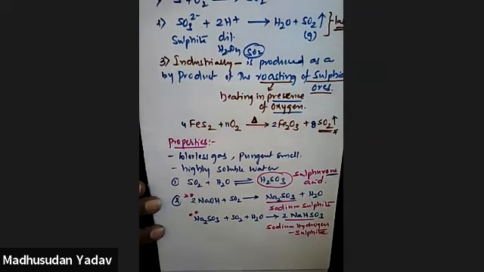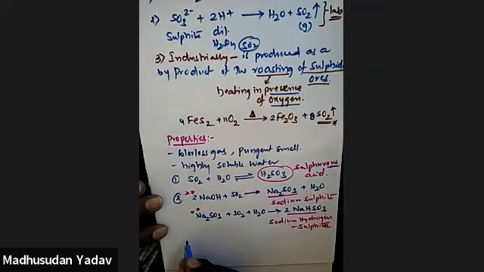Sodium hydrogen sulfide. Next, third one, sulfur dioxide also reacts with chlorine gas. These both of them are gases.